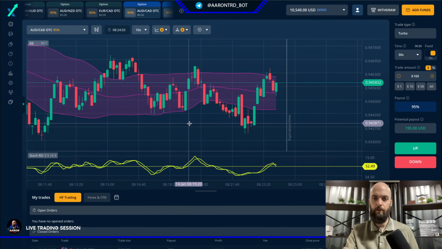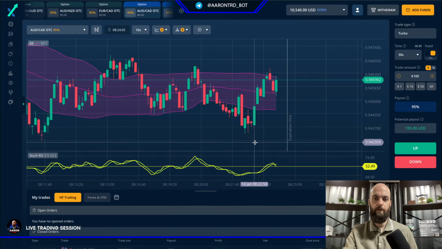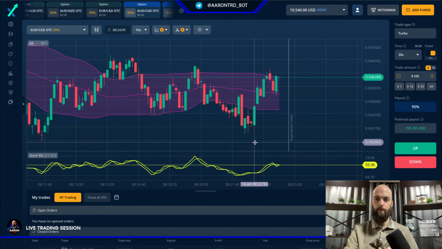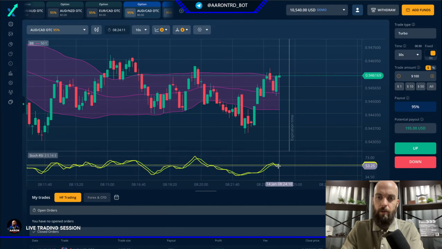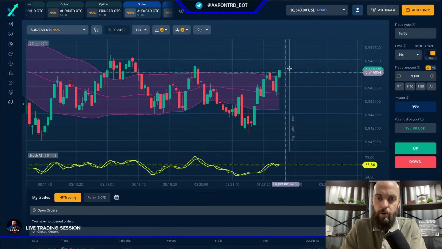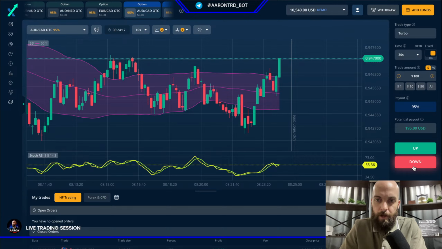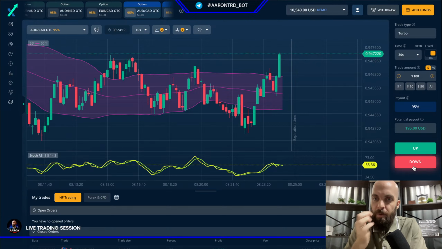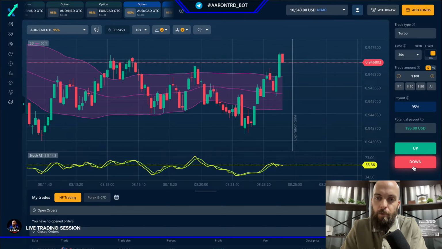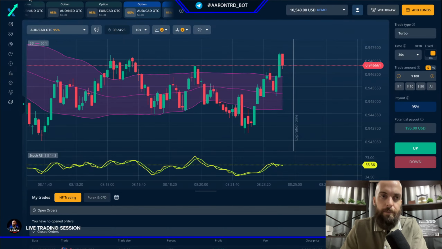Okay, let's see. If we can get a lower momentum here, higher price, that's what we want. Let's see what we've got. Wait for the next candle. Ooh, lower momentum and a higher price. Let's give that a shot.